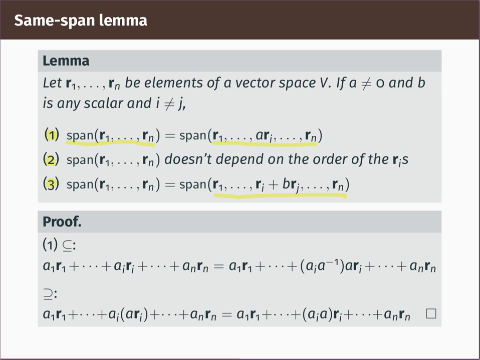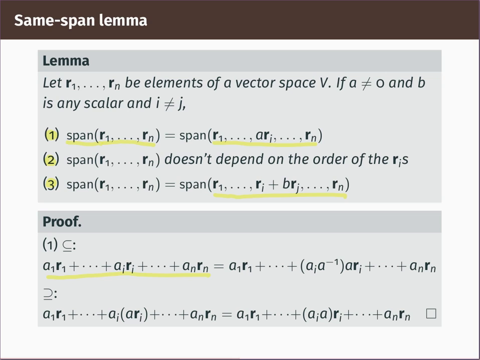We should show the left-hand side is contained in the right-hand side, and the right-hand side is contained in the left-hand side. So let's take an element of the left-hand side, that is, an element of the span of R1 up to Rn. Such an element looks like a scalar times R1 plus a scalar times R2, all the way up to a scalar times Rn. So what it looks like is this.